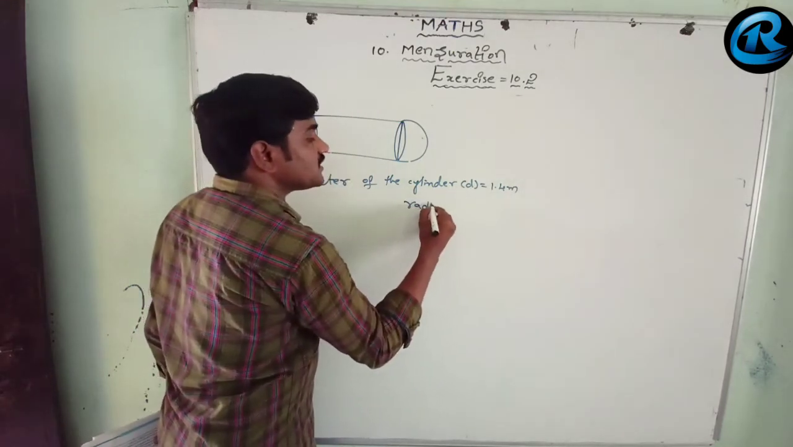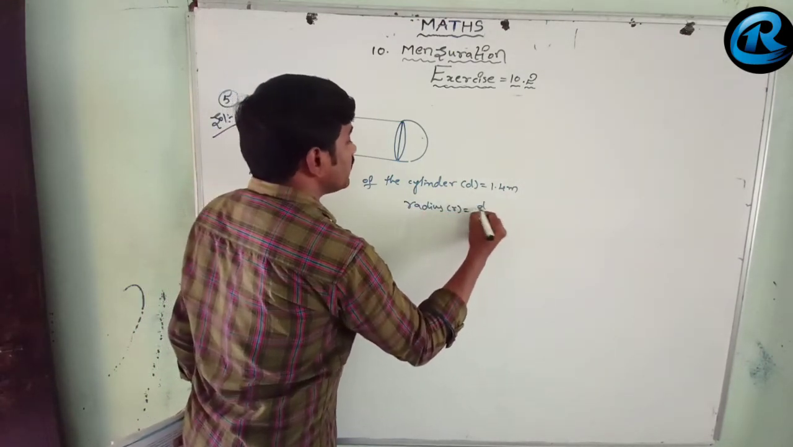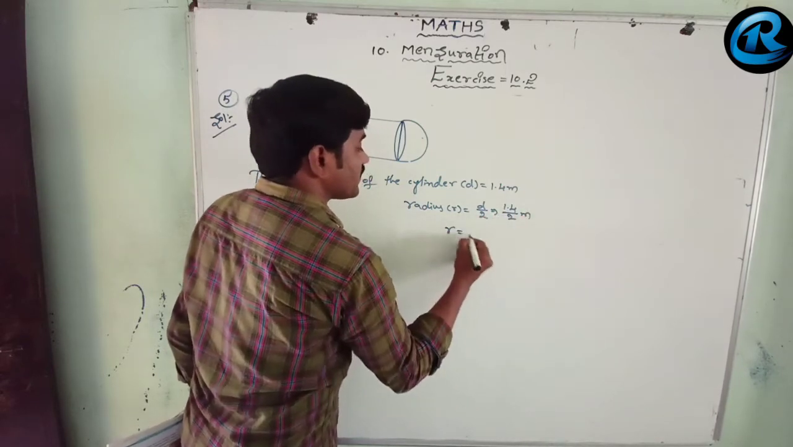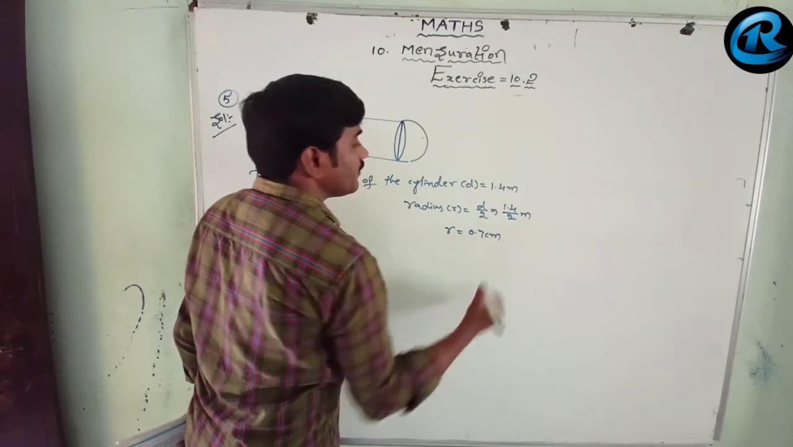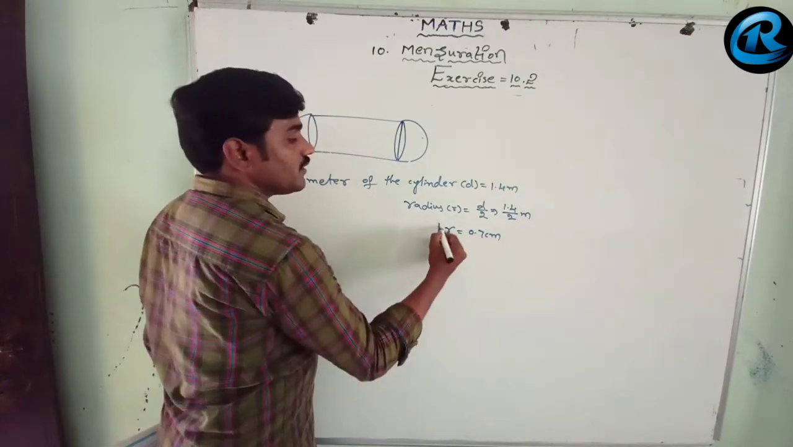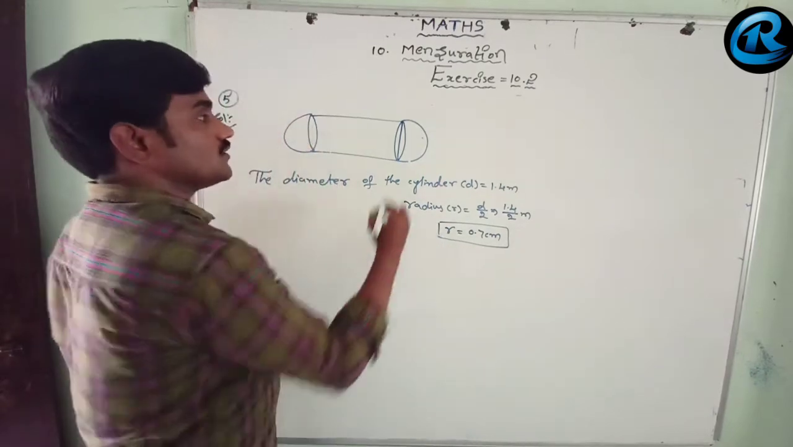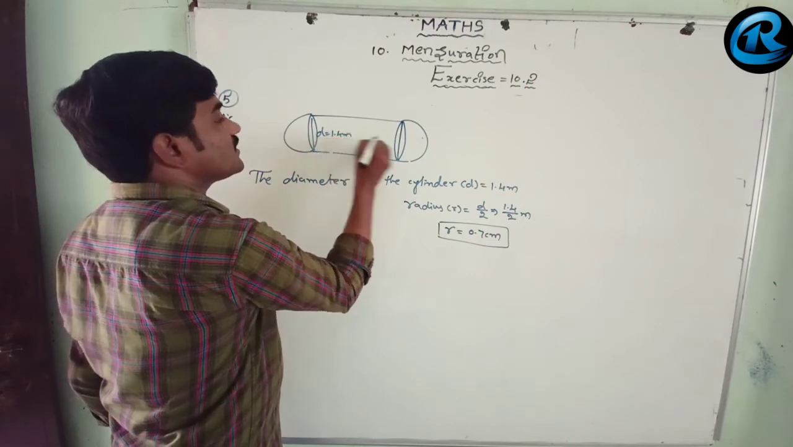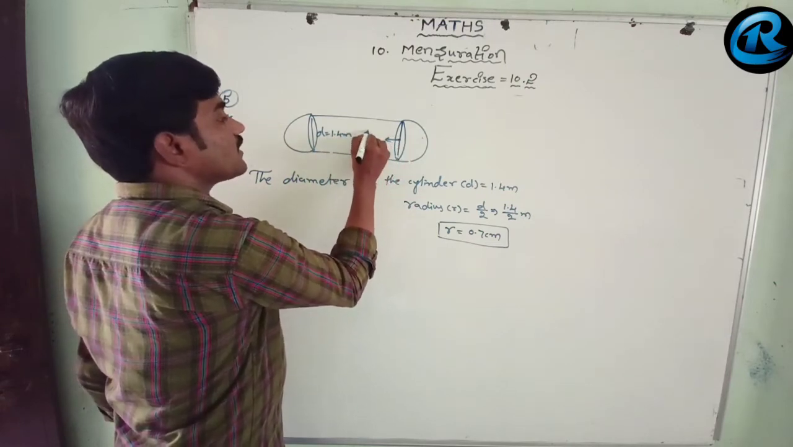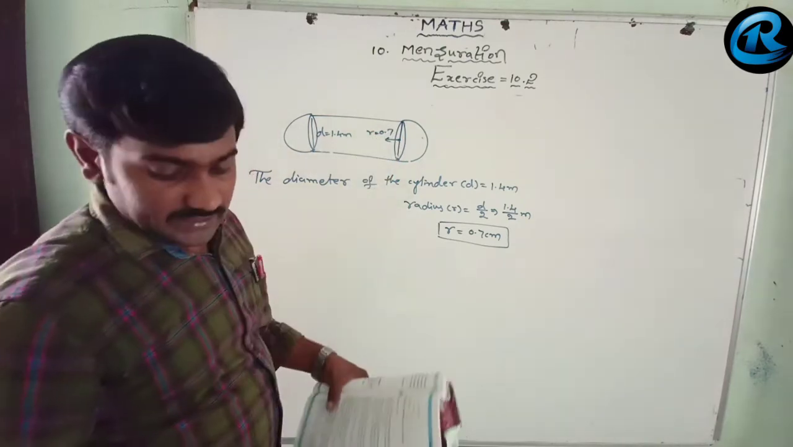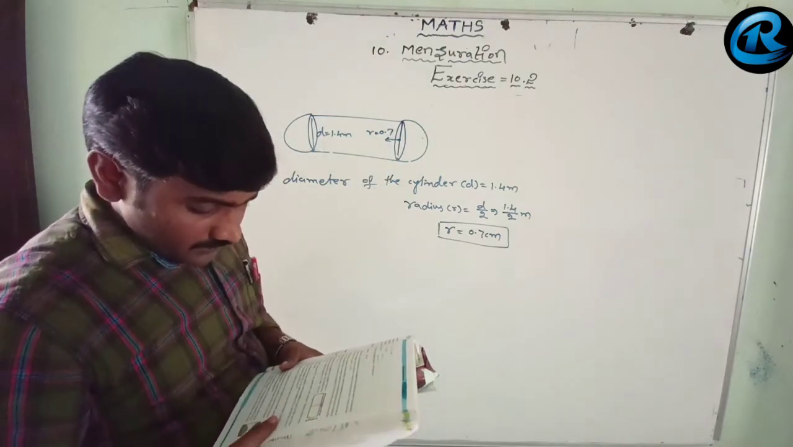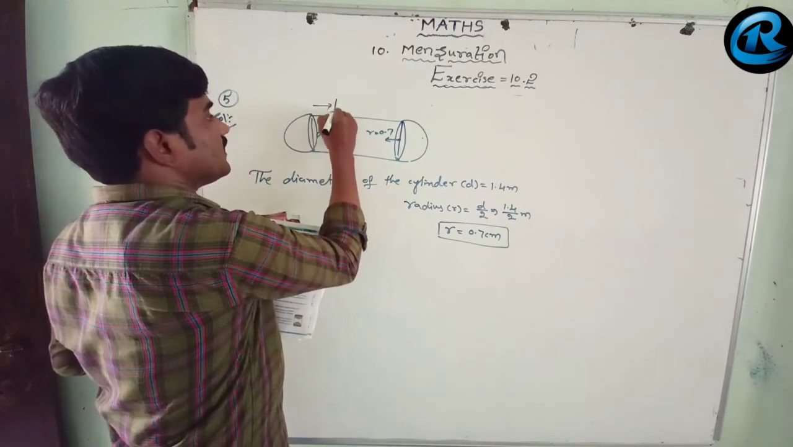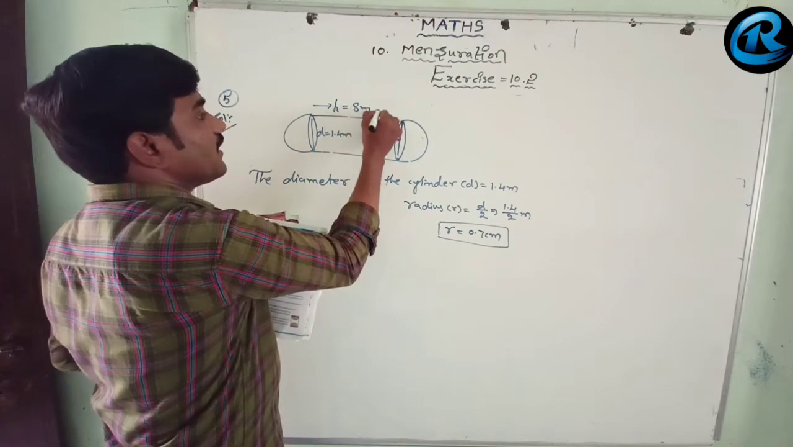Then what will be the radius, children? Radius R equal to D by 2, that equals 1.4 by 2 meters. Then radius R equals 0.7 meters. This is the radius. So D equals 1.4 meters, then the radius R equals 0.7 meters. Then the length is 8 meters. The length is nothing but a height. Height of the cylinder is 8 meters.